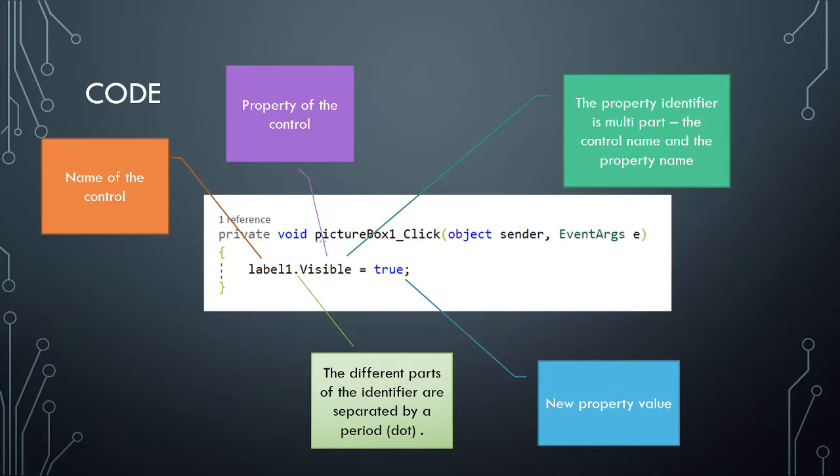Finally, after the equal sign, we have the value of true that we want to set this visible property to. And so we know that our visible property is a Boolean kind of property.